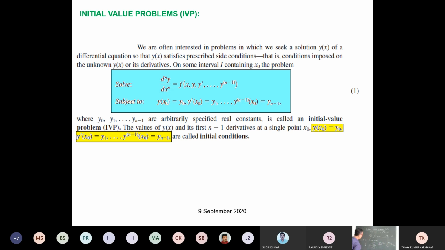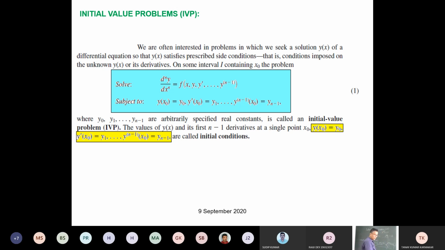Of course, remember, these y0, y1 up to y(n-1), these n entities are constants, specified real constants. As I have told you, this is called an initial value problem, and the value of y(x) and its n-1 derivatives at a single point x0 is given by this, and they are called the initial conditions. It is as easy as that.